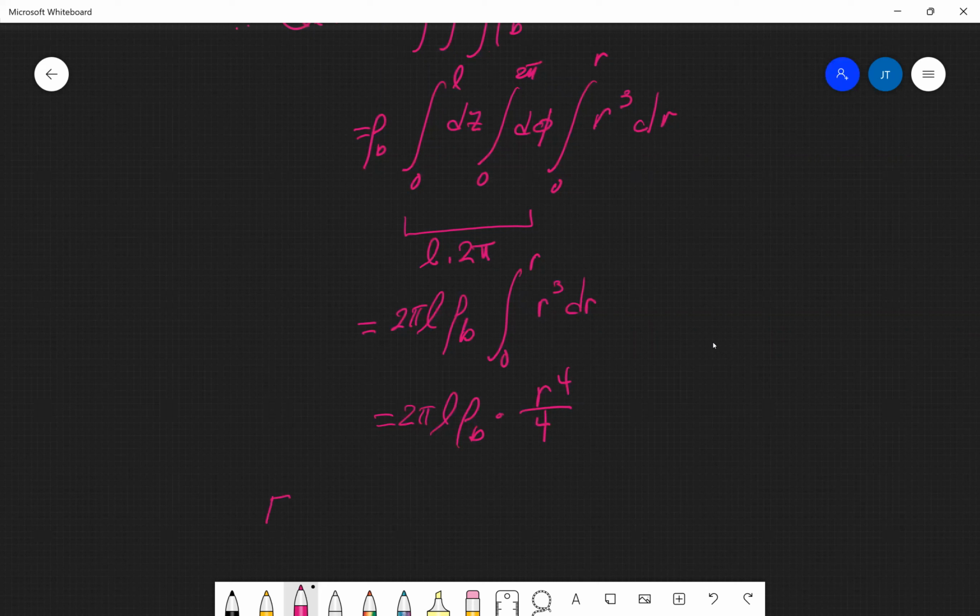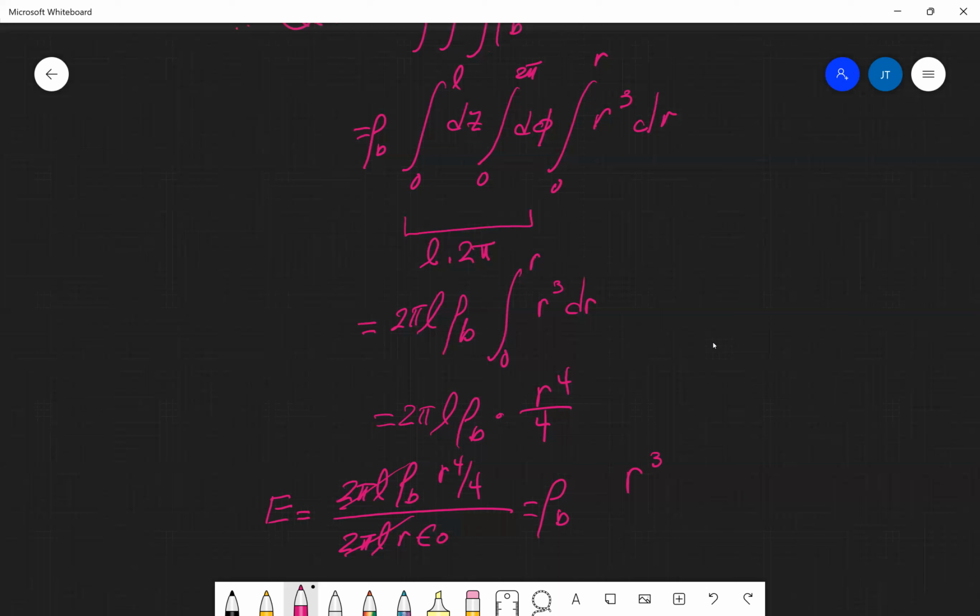So the electric field inside that cylinder is going to be Q enclosed divided by 2 pi L r epsilon naught. 2 pi L cancels 2 pi L. Rho b is sitting over here. r to the 4 over r will give me an r cubed. This 4 drops down, combines with the epsilon naught. And this is my electric field. Again, it's radial for r less than R1.